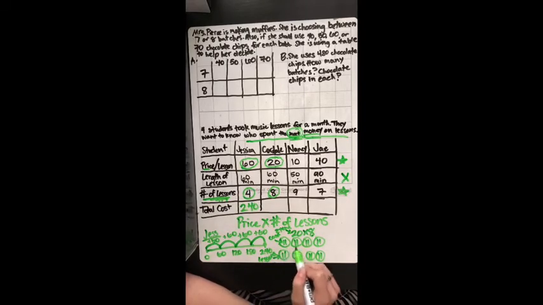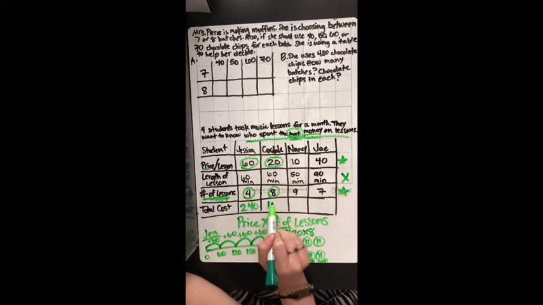10, 20, 30, 40, 50, 60, 70, 80, 90, 100. I'll go ahead and label that. 110, 120, 130, 140, 150, 160. So I'm going to go ahead and put 160 right here.